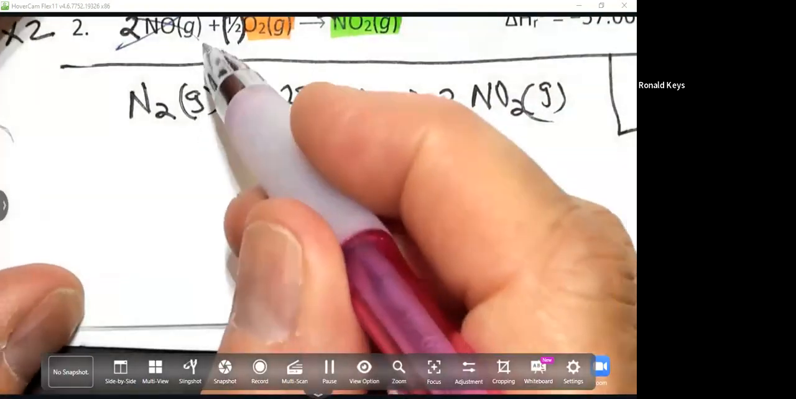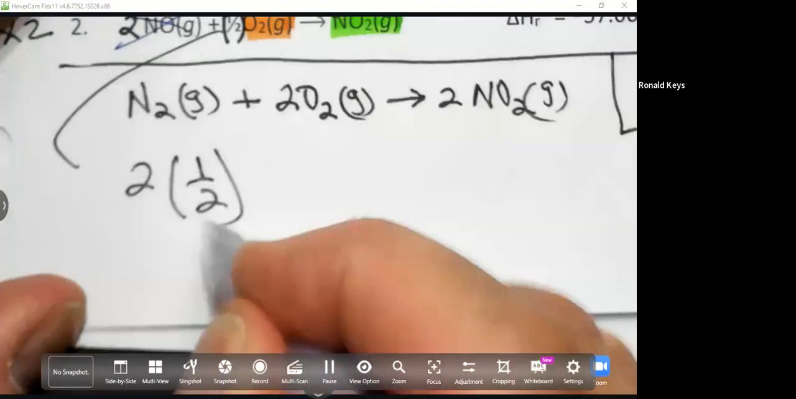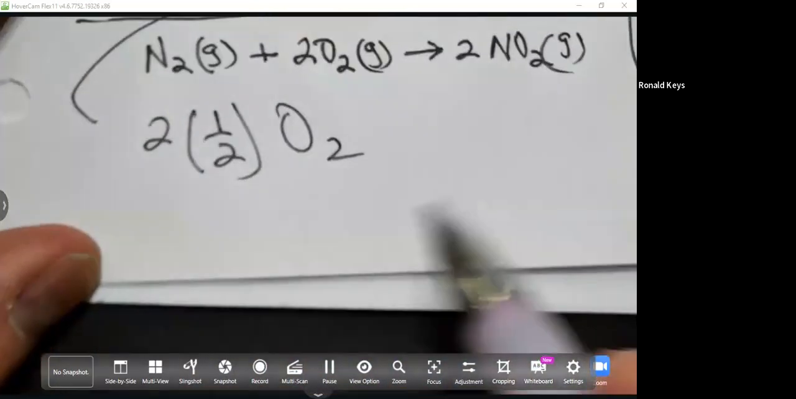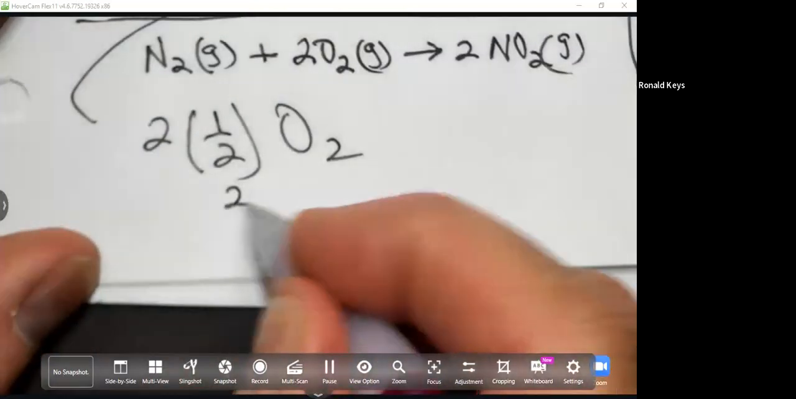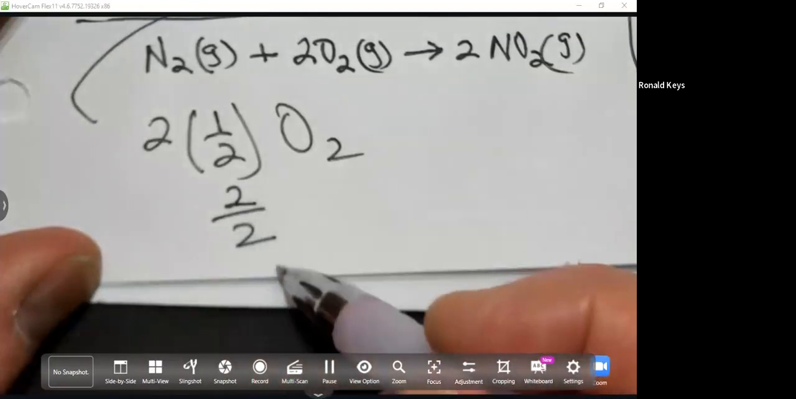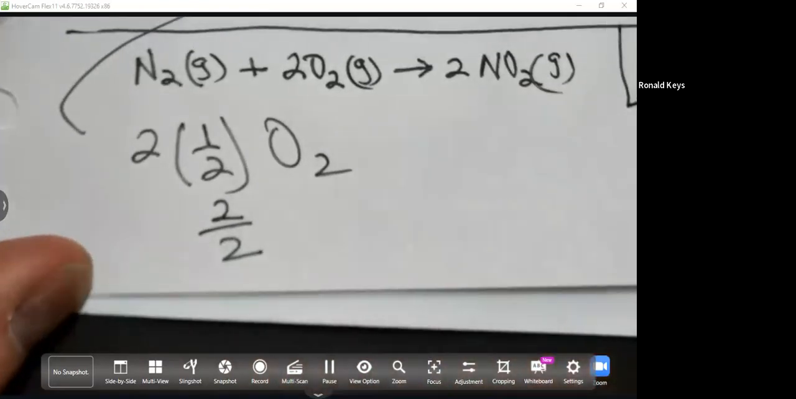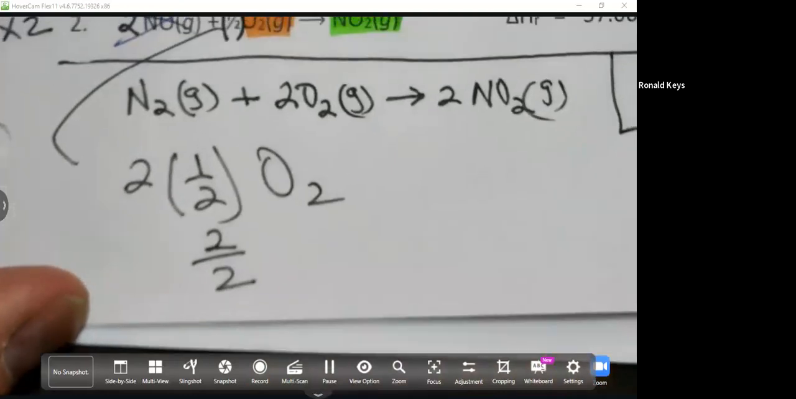So again, this right here is 2 times 1/2 oxygen. And 2 times a half is 2 over 2, which is just 1. Let's go to the next page.